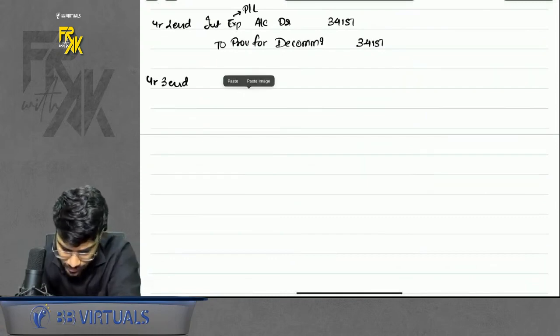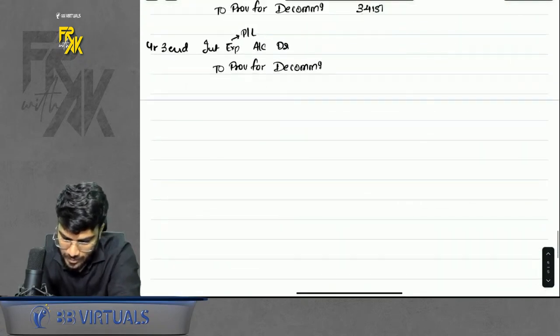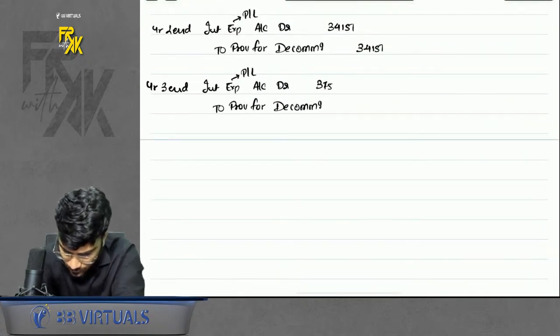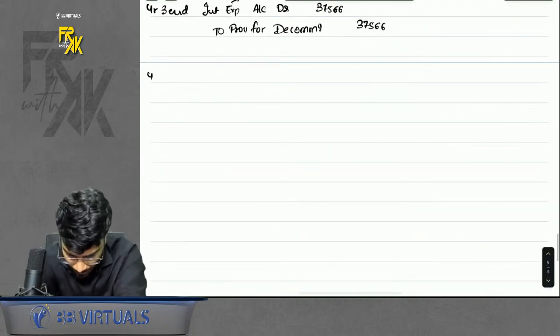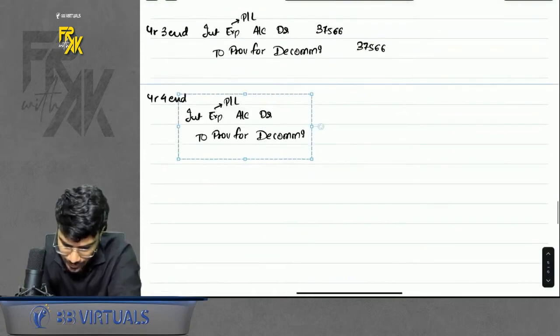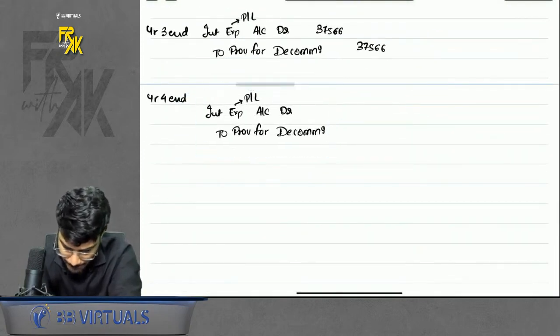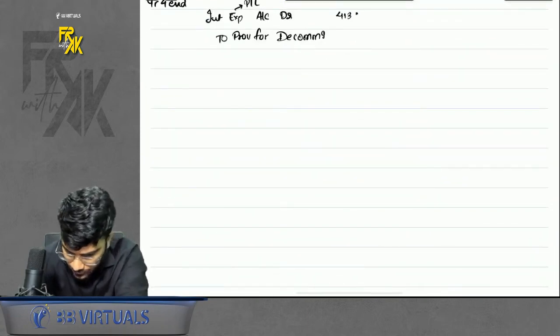On year 3 end as well, you will have to pass this entry. Amount will be 37566. 37566. Okay. Year 4 end, you will have to pass a similar entry again. Amount will be 41322. 41322.